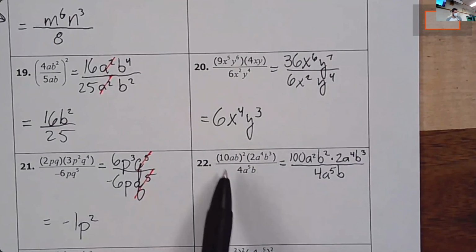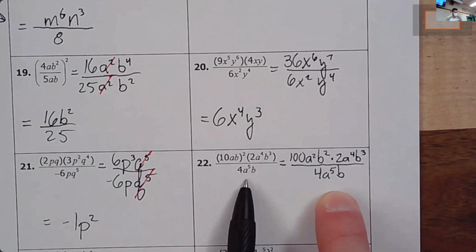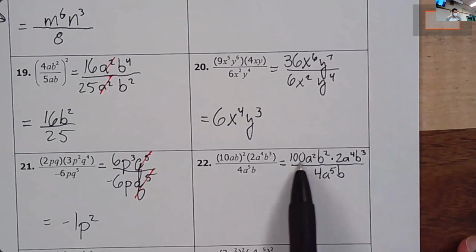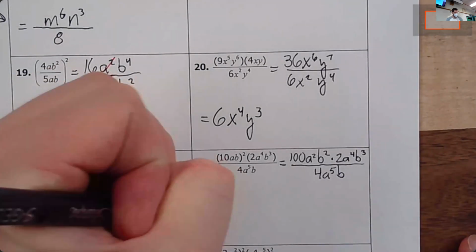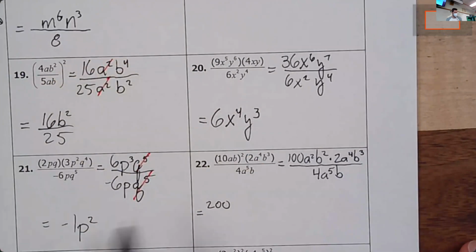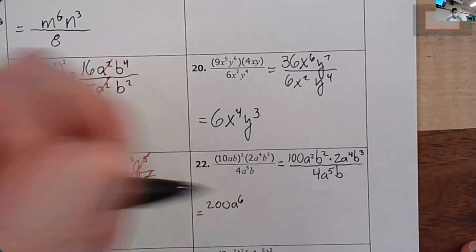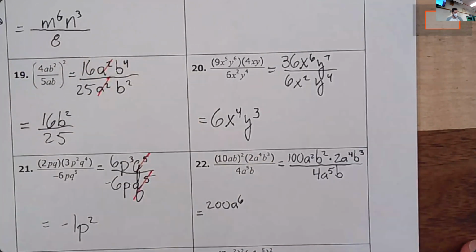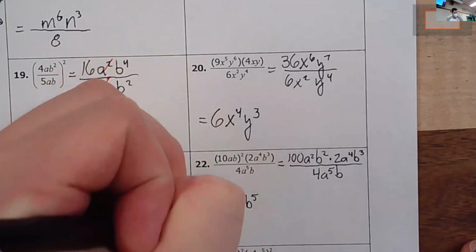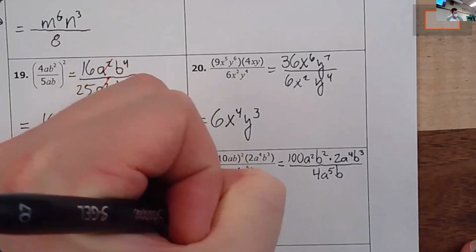So we use the power rule first. The 2a to the fourth b to the third stays the same for now. So does the 4a to the fifth b. Now we can use the product rule by multiplying together everything on the top. So 100 times 2 is 200. Add the exponents with the same variables. A to the second, a to the fourth would be a to the sixth. And then b to the second times b to the third would be b to the fifth power. And that would be over 4a to the fifth b.